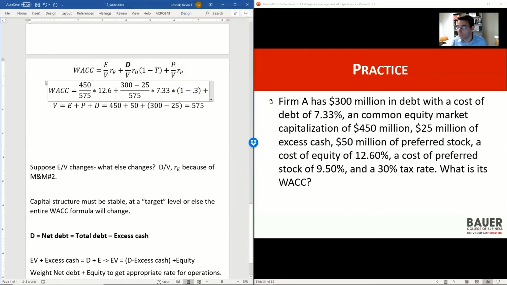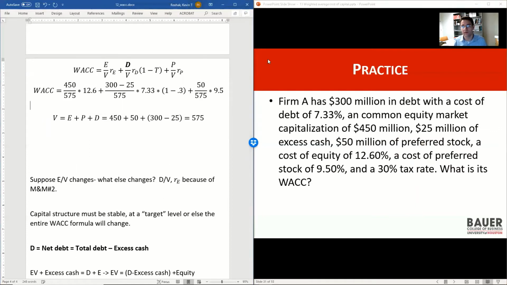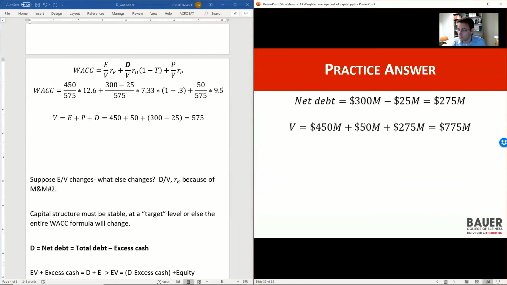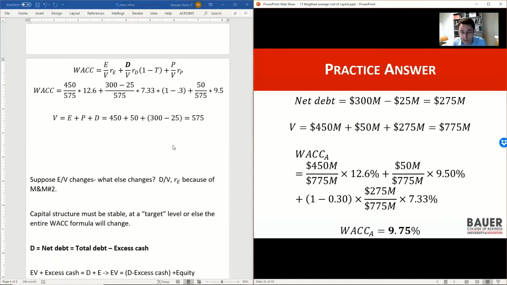Last piece, preferred. What is the preferred worth? So it's kind of a lot of numbers. You have to sort through it. It says that the preferred is worth 50 million and the cost of preferred is 9.5. So the required return on the preferred stock is 9.5. Okay, so we have 50 in preferred divided by 575 total, and that grows at 9.5%. Okay, so a lot of numbers. You just plug all of this into your calculator, you should get 9.75 total.